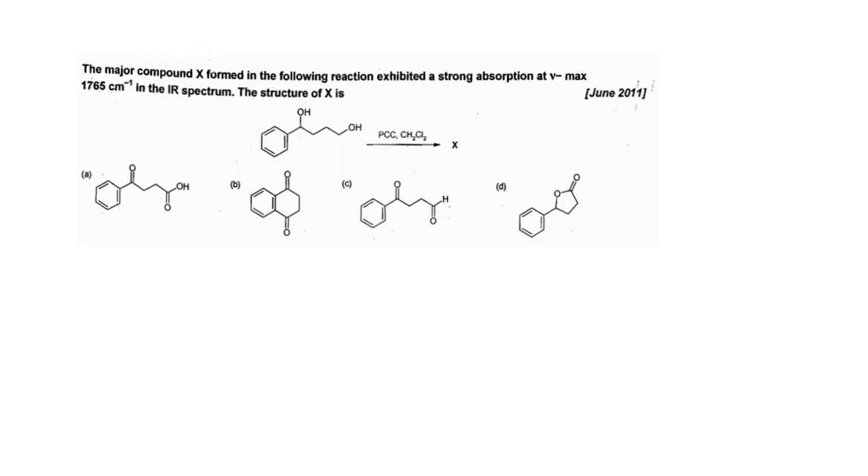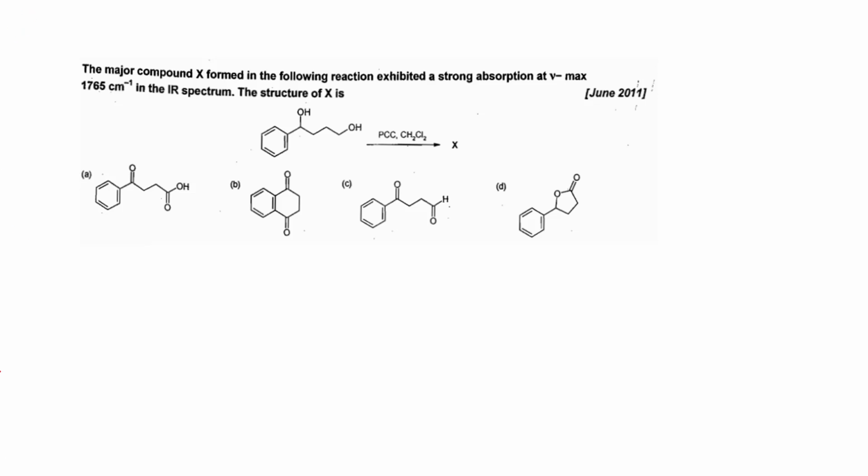The major compound X formed in the following reaction exhibited a strong absorption at nu max, which is 1765 centimeter inverse in the IR spectrum, and the structure X is. So there will be a product which shows IR at 1765. So what will be the structure of this one?